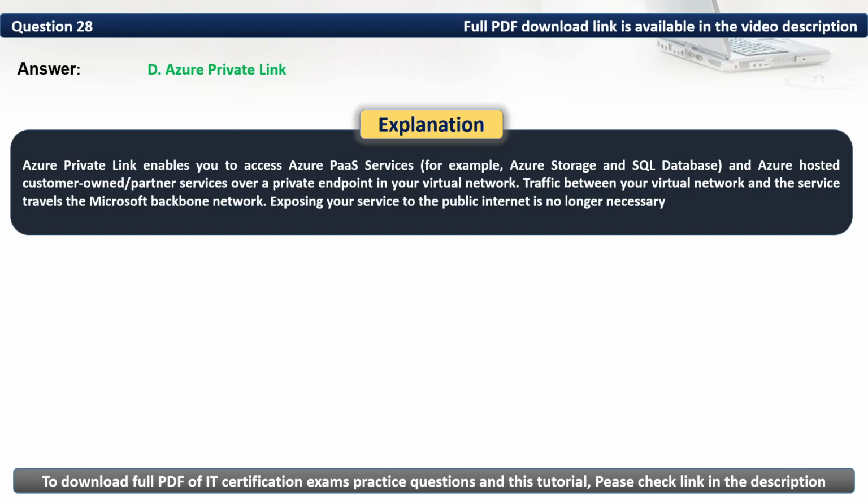Azure Private Link enables you to access Azure Platform as a Service and Azure hosted customer owned or partner services over a private endpoint in your virtual network. Traffic between your virtual network and the service travels the Microsoft backbone network. Exposing your service to the public internet is no longer necessary.